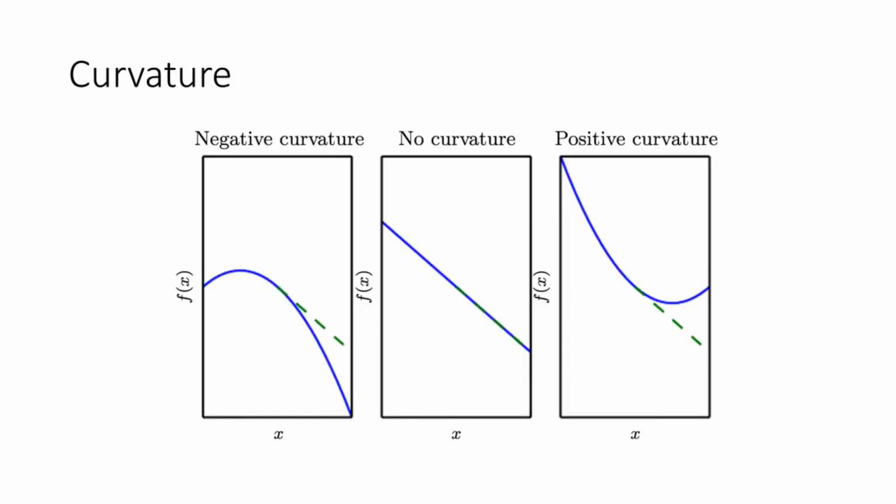Another term is curvature. All of these functions have the same slope at this point. However, the curvature at this point is the second derivative at that point, which describes basically how fast the slope is changing. And the curvature is something that's going to have a pretty big factor in why just vanilla gradient descent does not work.